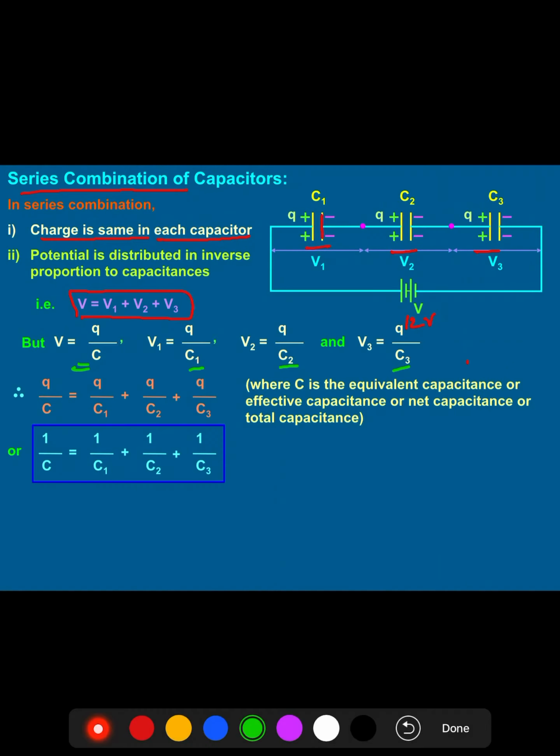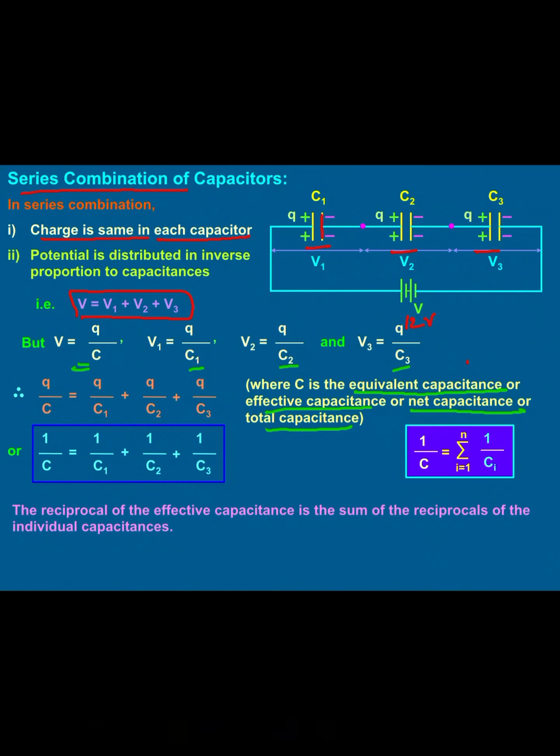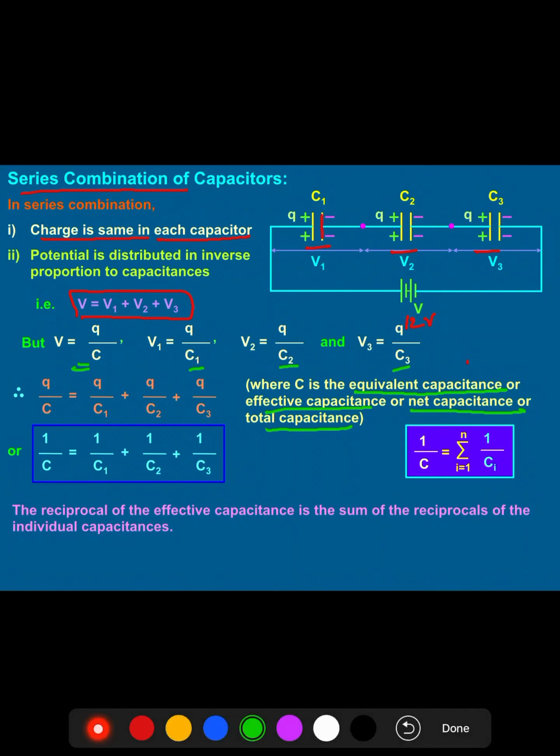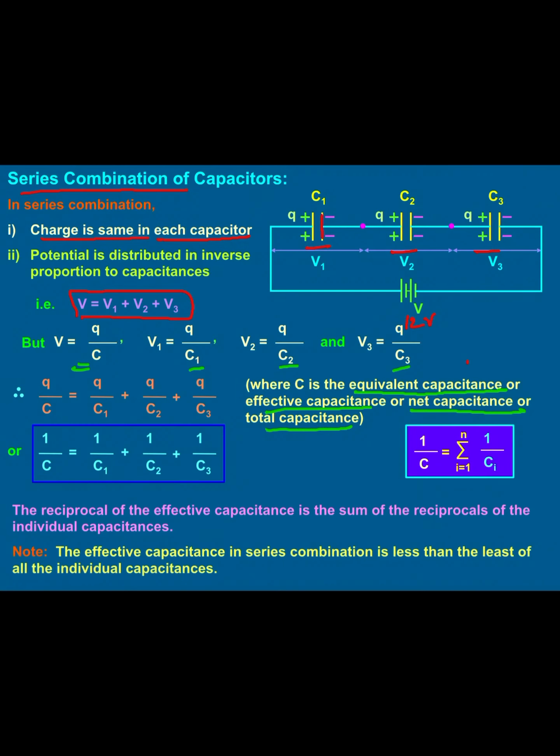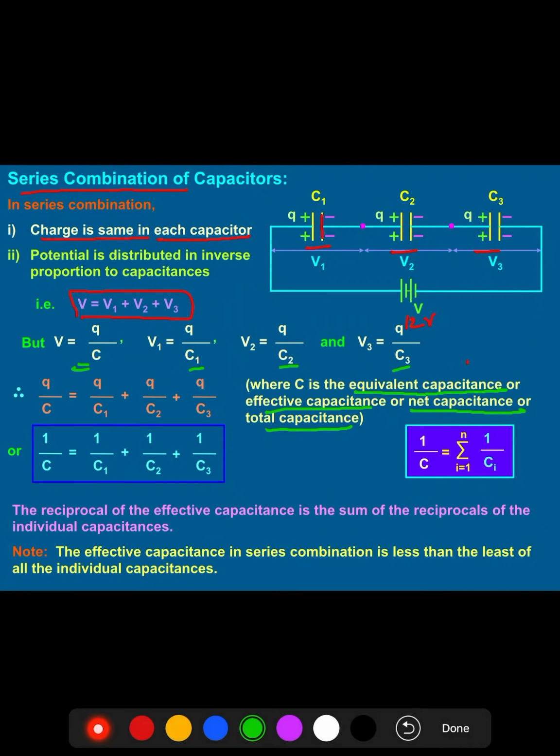We will cancel Q and we will get C, the equivalent capacitance, the total capacitance of the circuit, which is also known as effective capacitance or the net capacitance, is 1 upon C is 1 upon C1 plus 1 upon C2 plus 1 upon C3, or you can say summation of 1 upon C, because there can be more than 3 capacitors. So the reciprocal of effective capacitance, reciprocal means 1 upon C, is the sum of reciprocals of individual capacitance.